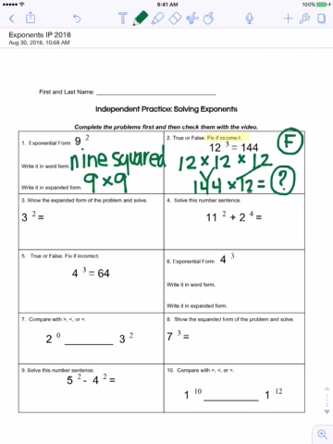Show the expanded form of the problem and solve in number 3. So I'm going to expand first 3 times 3, and then I'm going to solve it, and I know that 3 times 3 is 9.